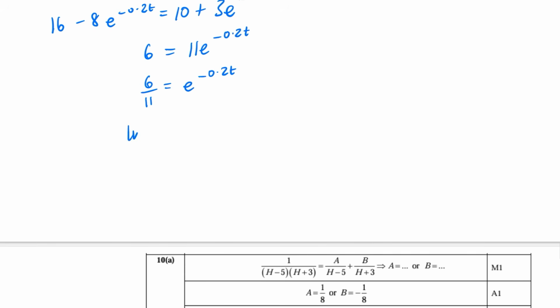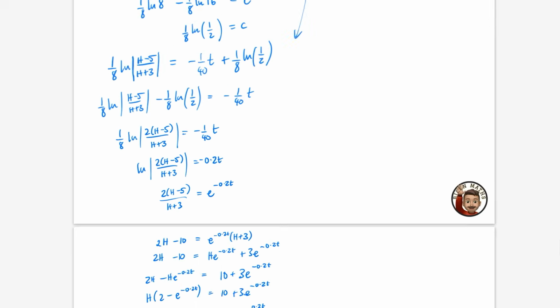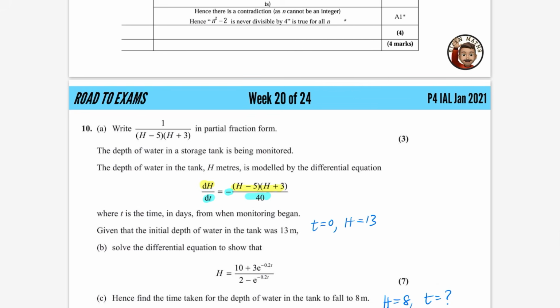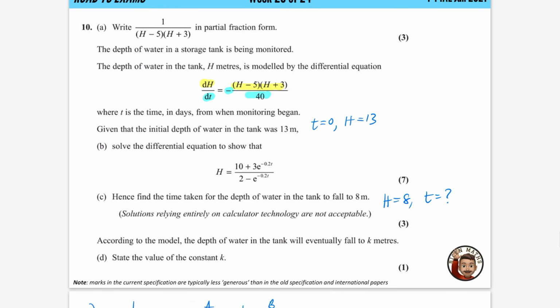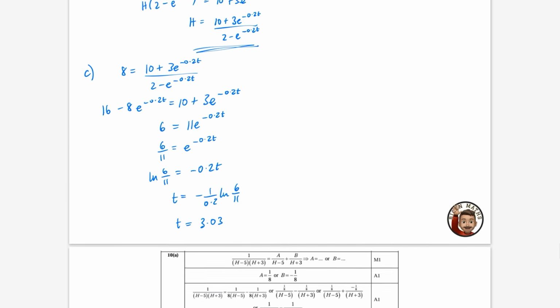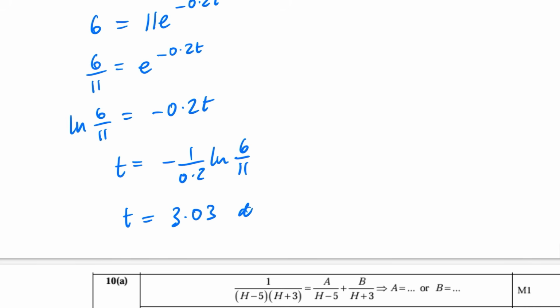I will then ln both sides like this. So when you do the ln of the right-hand side, you get that. So my final thing is to divide it by minus 0.2 and then put that on the calculator. So the ln of 6 over 11 divided by minus 0.2, and you get that t is 3.03. Was it hours or days? It is days, and it doesn't say what it wants it to, so do 3 significant figures. So this is 3.03 days to 3 significant figures.